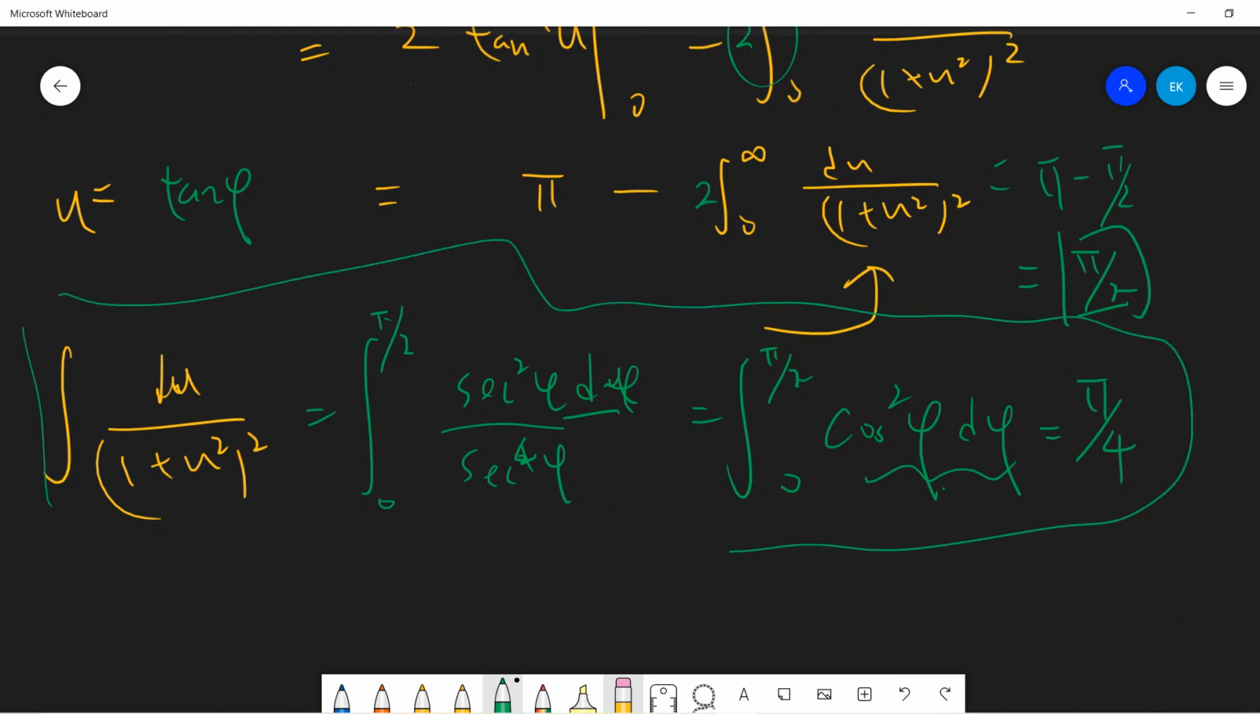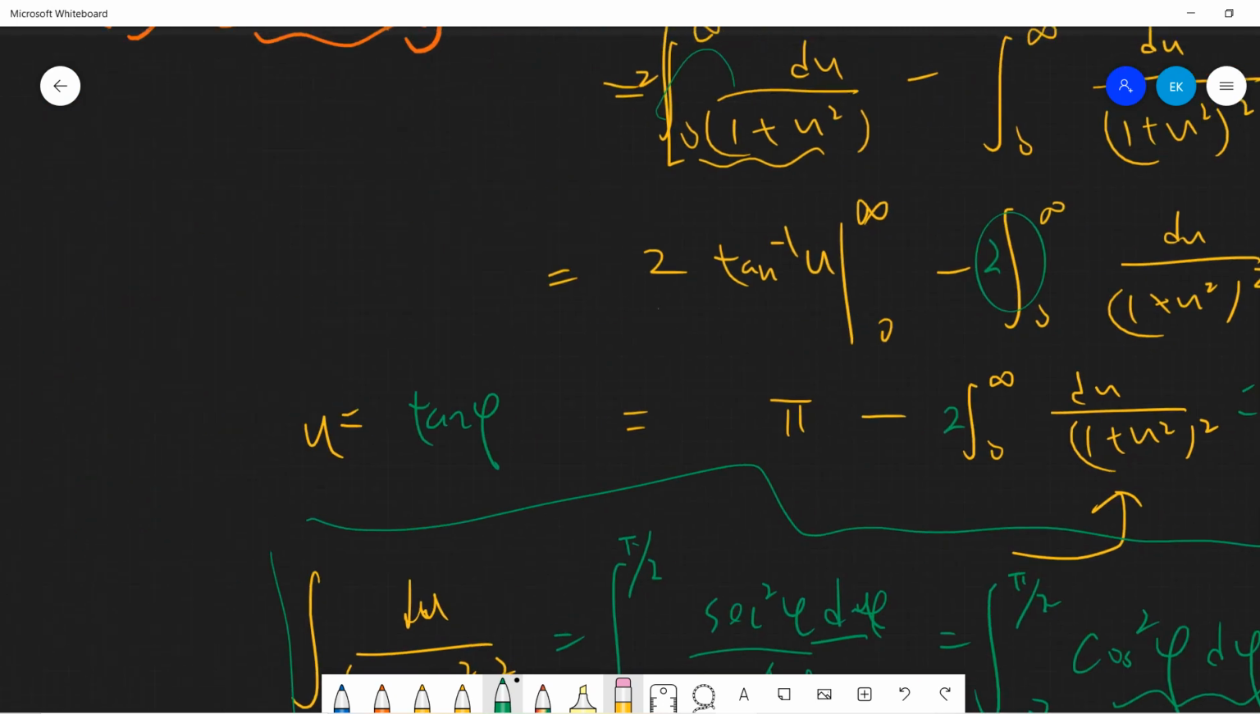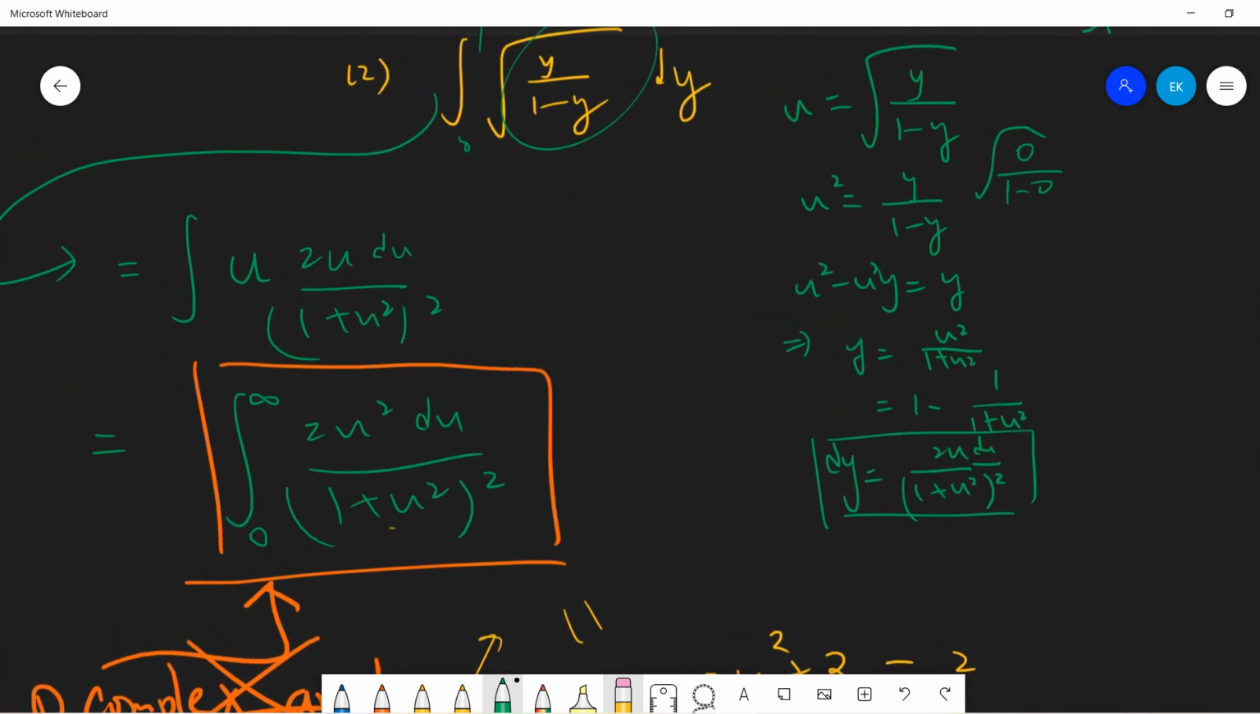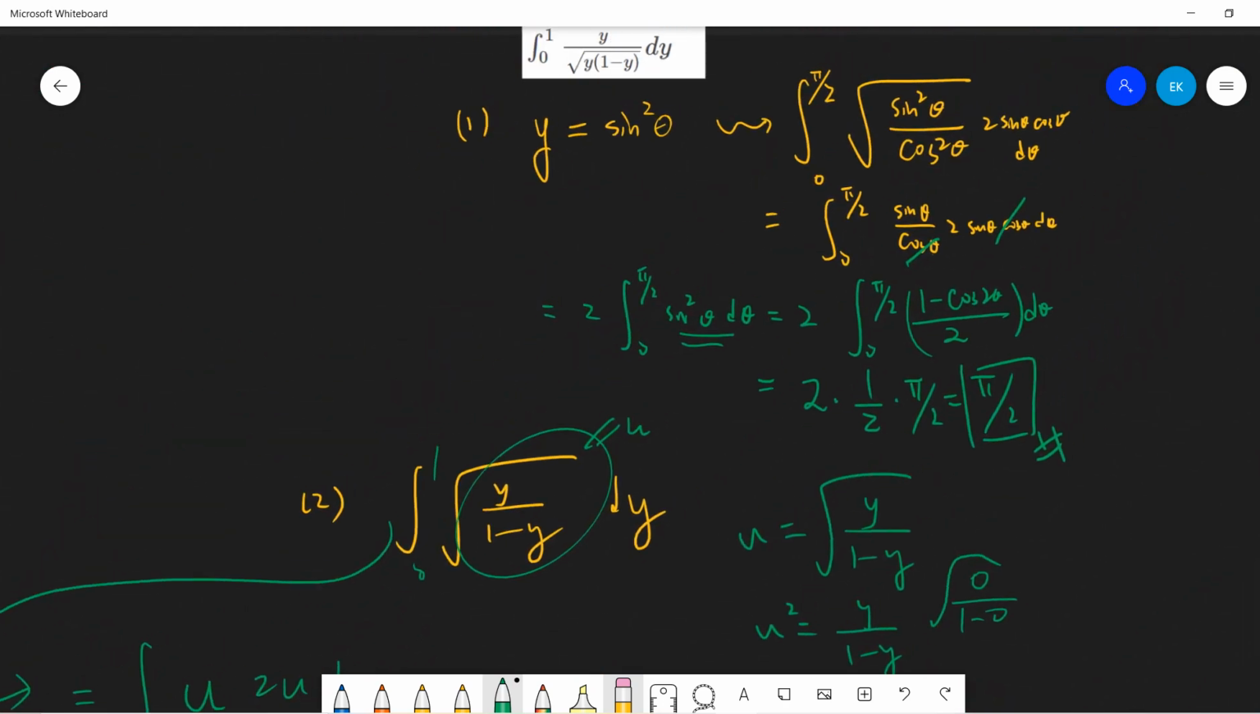Once you understand this, it's very trivial. Maybe I will give another video using a standard trick to compute this integral using complex analysis.